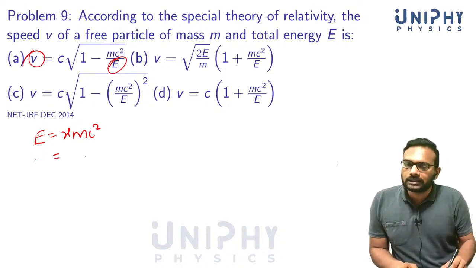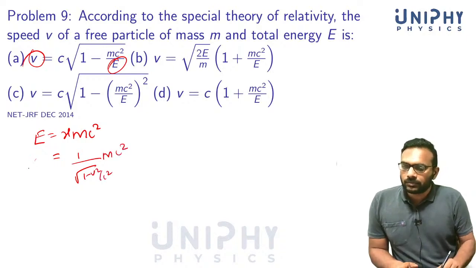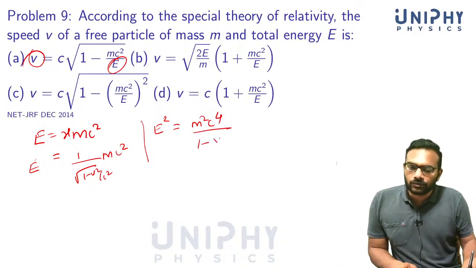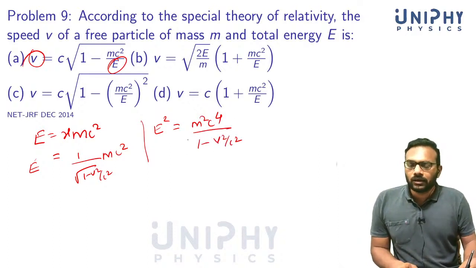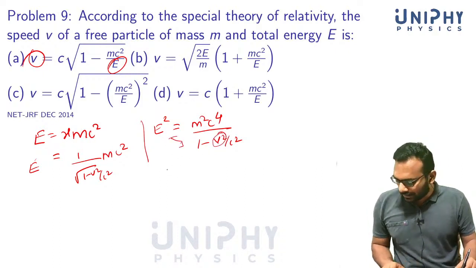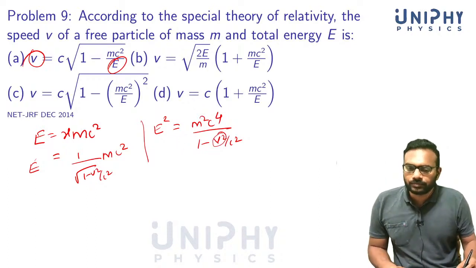So E is equal to 1 by square root of 1 minus v square by c square, times m c square. If you square on both sides, E square is equal to m square c raised to 4 divided by 1 minus v square by c square. Now you just cross multiply and solve for v, isolate v. It's not very difficult, maybe I will do it here.